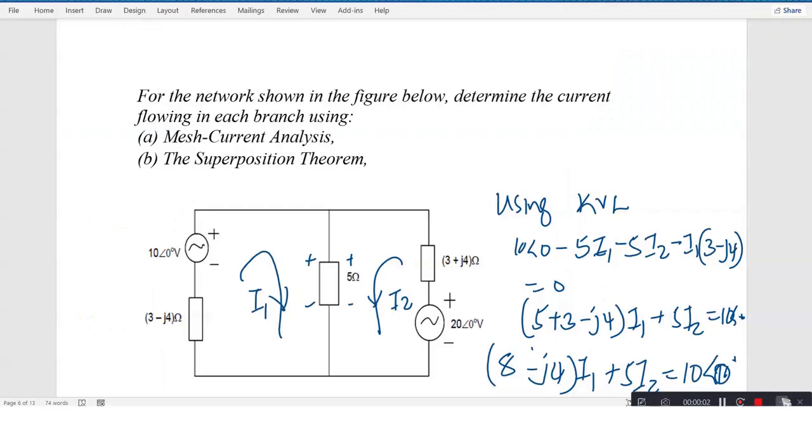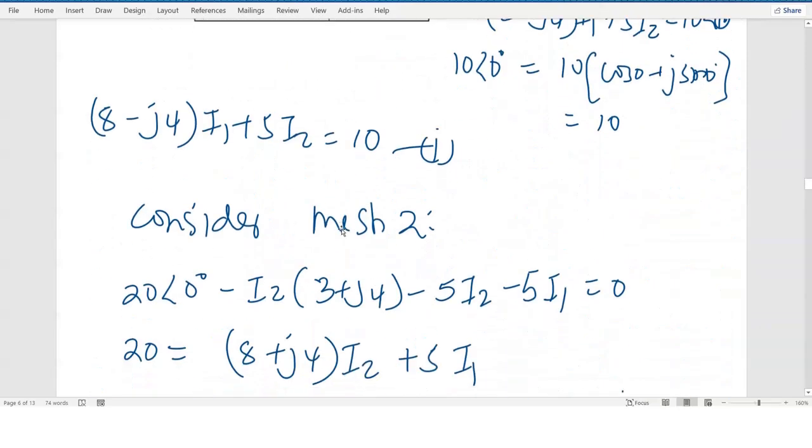Hello colleagues, in this discussion we are looking at how we can use the superposition theorem to determine the branch currents. So we have solved this same problem using mesh analysis, and we want to see if the answers agree. So first of all, let's look at superposition.